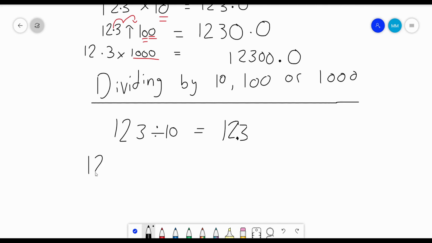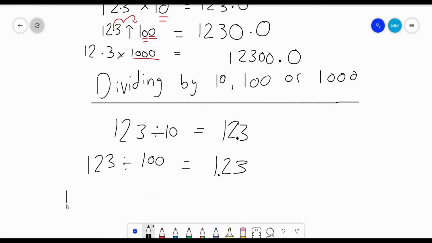Same again, 1, 2, 3 divided by 100. Once again, imagine the decimal point. So we do 1, 2, 3, and here's our imaginary decimal point. And there's 2 zeros in 100, so this must jump twice to the left. 1, 2. The decimal point has landed in between the 1 and the 2, so we bung that in, and that's done. That's your answer, 1.23.